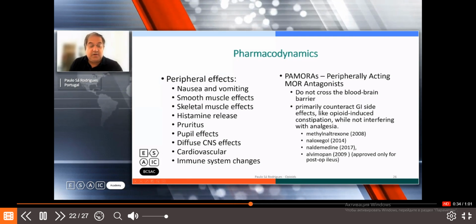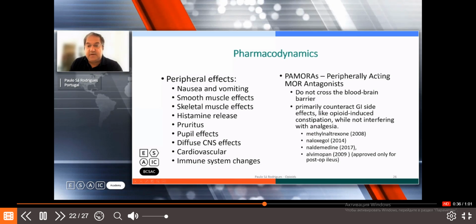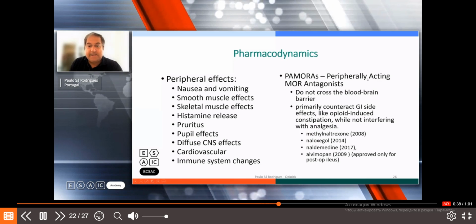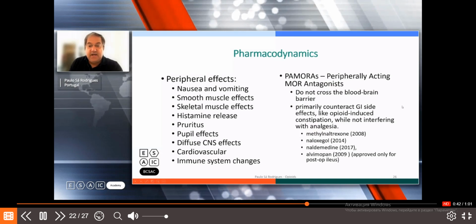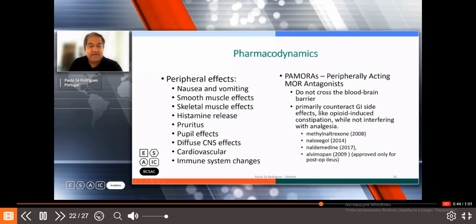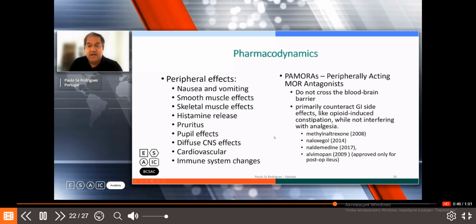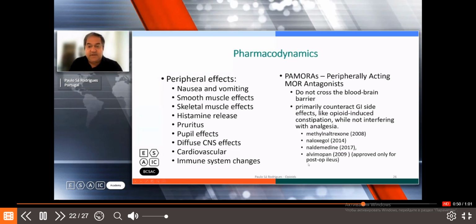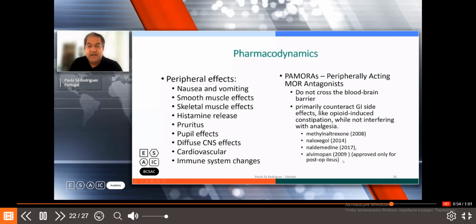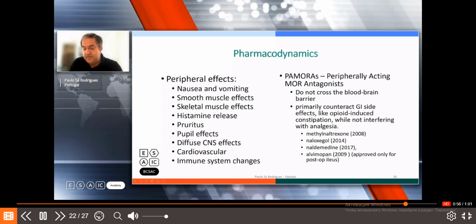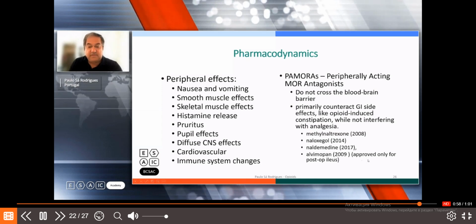So peripherally acting mu opioid receptor antagonists have been developed, trying to counteract these peripheral effects, and some of these have been approved recently and are being used in clinical practice, but not very extensively.